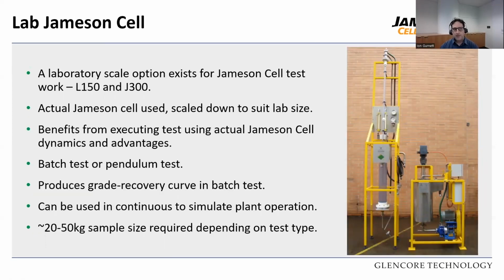We have these lab Jameson cells. We have the L150s and J300s. These actually simulate that downcomer. It's an actual Jameson cell with the same size, same ratios for all the downcomer sizings. And this actually allows you to benefit from using an actual Jameson cell. We do these in a batch test or pendulum test or continuous. We produce grade recovery curves in each batch test and can be run continuous to get that real sense of confidence that it works for clients.